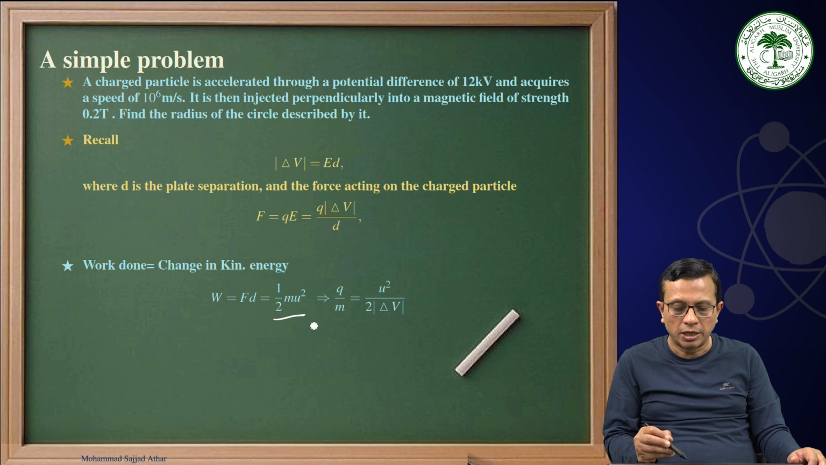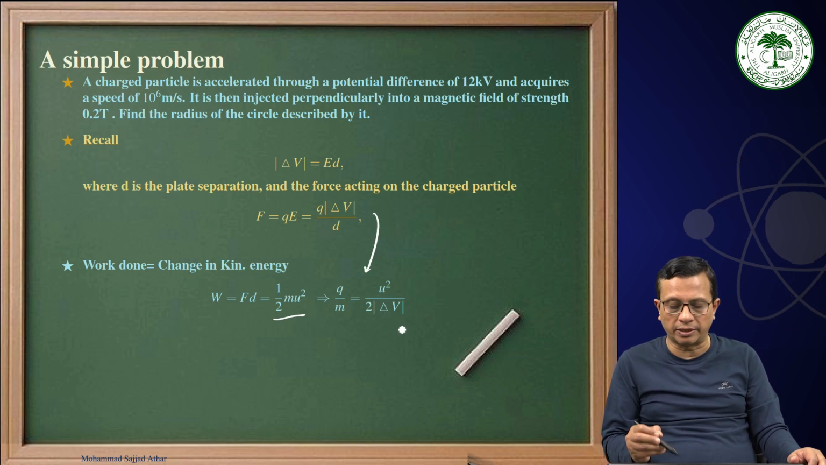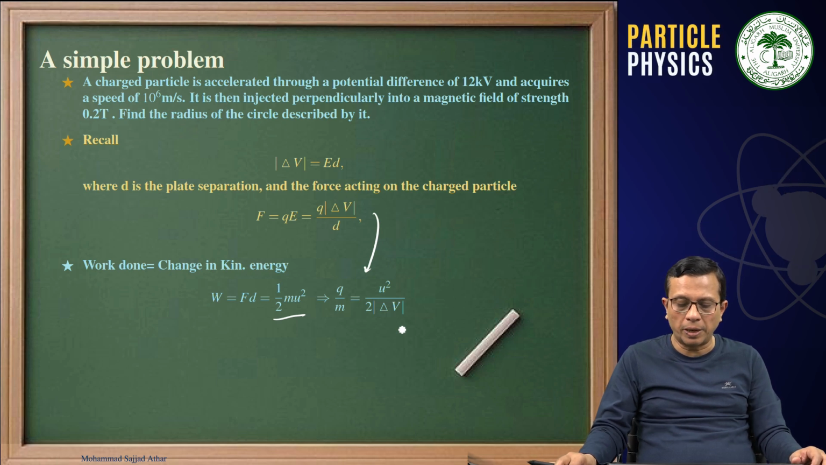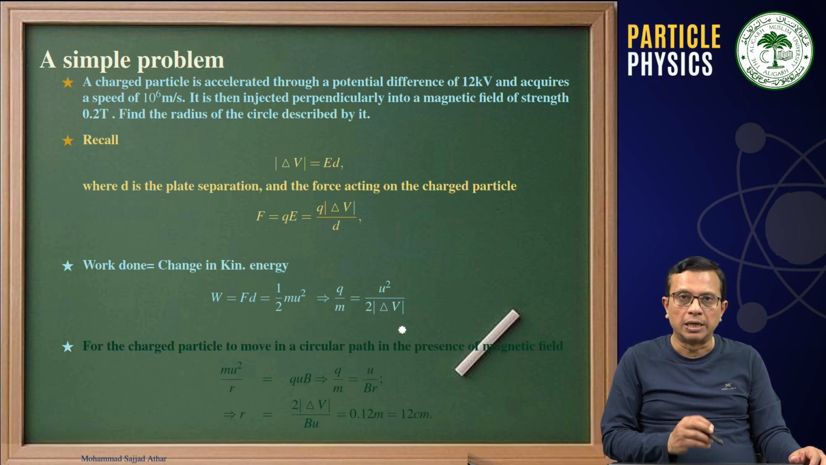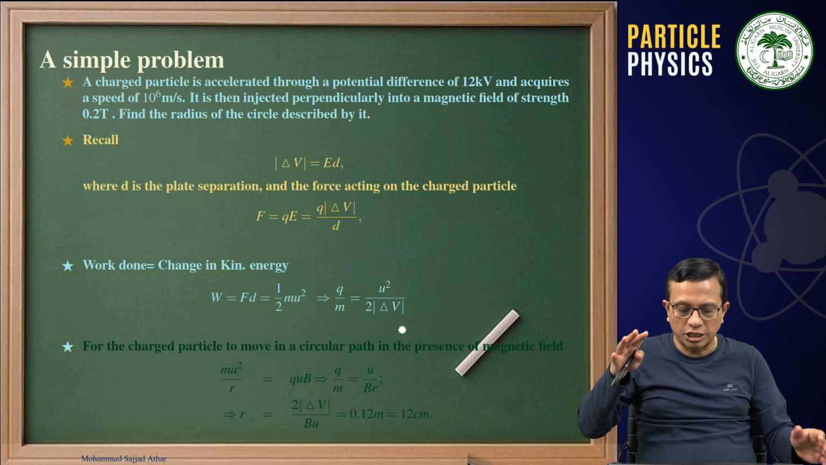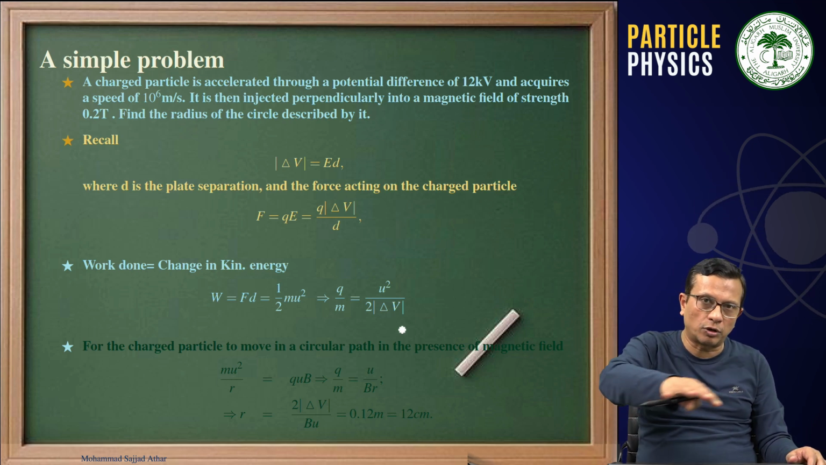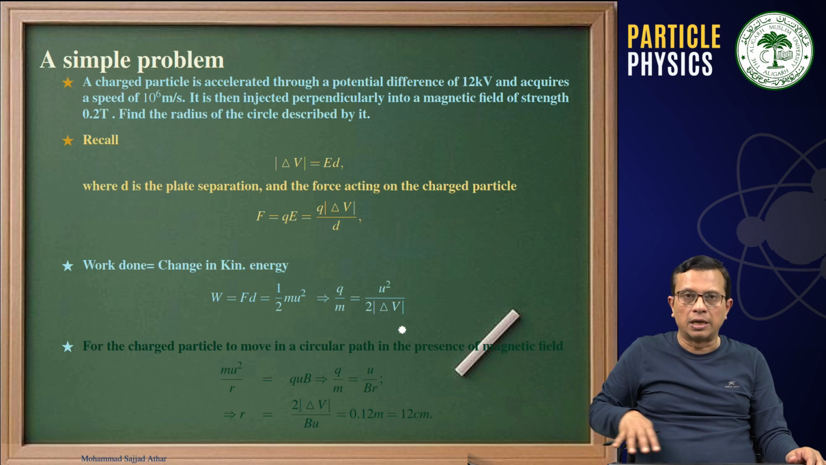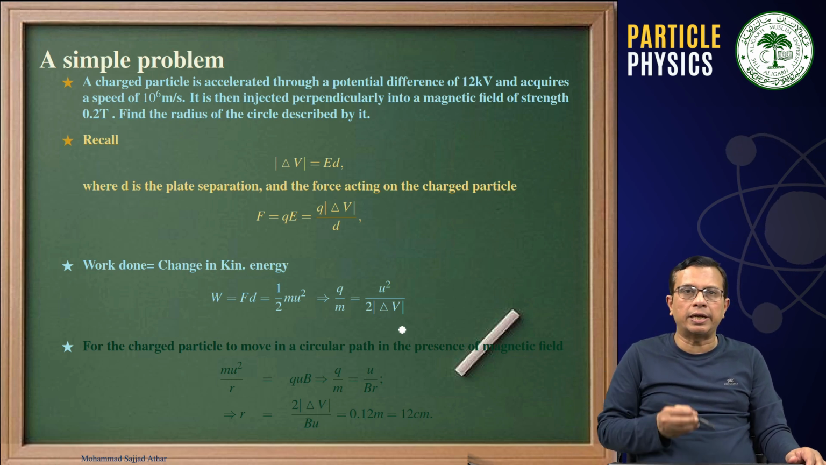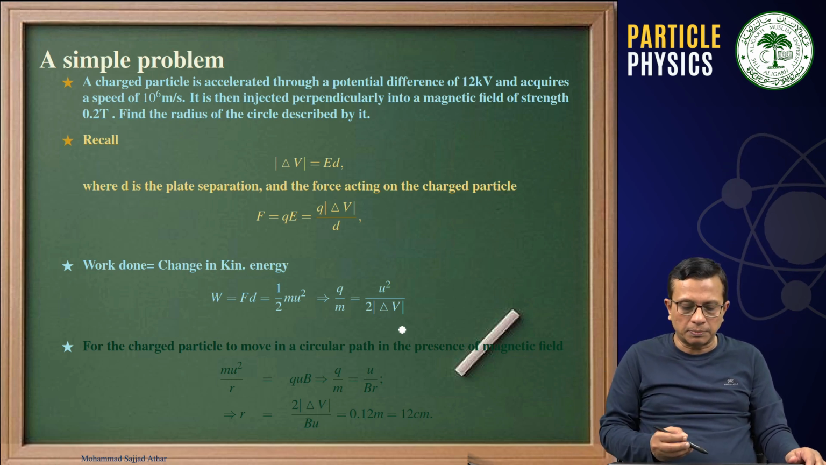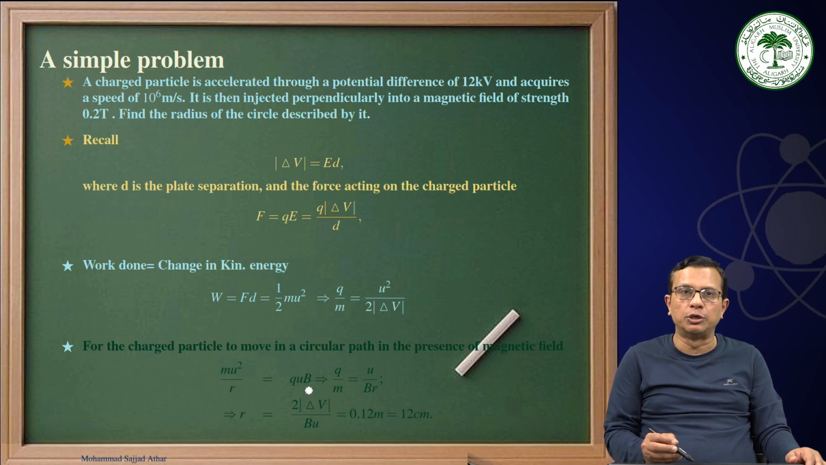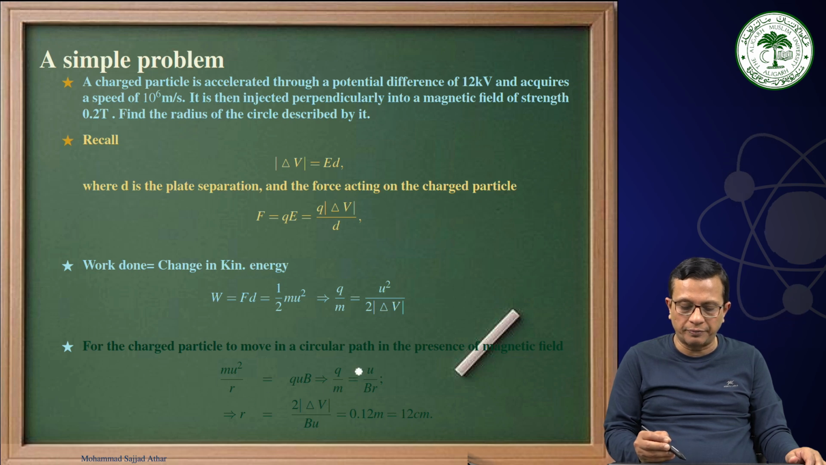Therefore, from here you can write Q by M as equal to U square by twice delta V. Now once you have Q by M as U square by twice delta V, if you are applying a magnetic field which is perpendicular to it, and because of that the charged particle is following a circular path, say of radius R, then the centripetal force, mU square by R, must be equal to QUB, and from here we obtain Q by M is equal to U by BR.